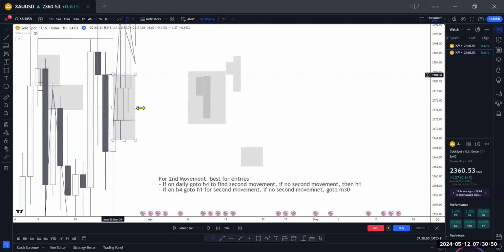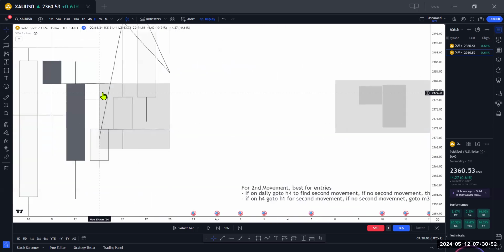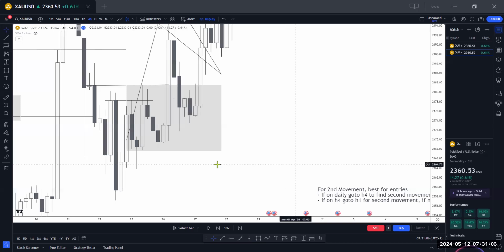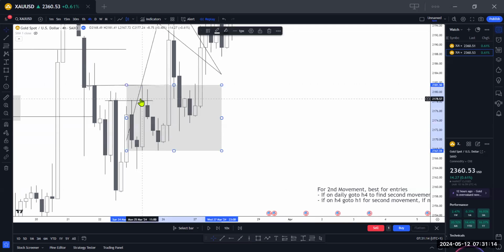So this big guy, from year to year, that's where we have our hidden engulfing, right? We have our hidden engulfing from this point to this point. So I'm going to go to the H4 to find the second movement. Okay. So where's the first? This is the first movement, right? First movement, second movement, still inside this big daily box.